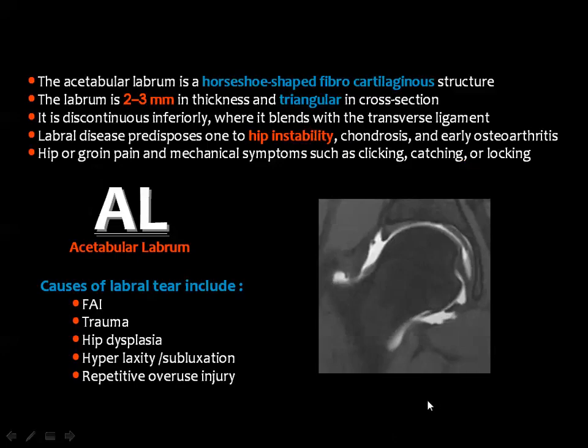Now, we come to the acetabular labrum, and the labrum is a horseshoe fibrocartilage that is triangular in cross section.